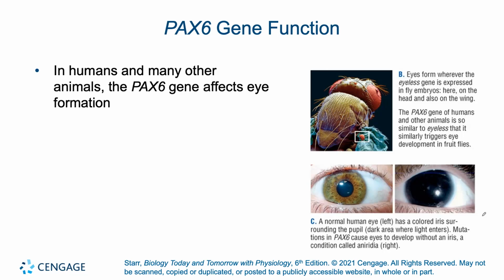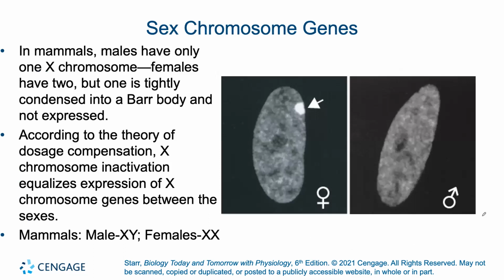Okay. In mammals, males have only one X chromosome and females have two, but one is usually condensed in what's called a Barr body and not expressed. According to the theory of dosage compensation, X chromosome inactivation equalizes the expression of X chromosome genes between the sexes, such that males always use their X in every cell in their body, and the Y, of course, only has the trait of being male. And in females, you use one or the other X. Which one you use is what's called stochastic, or random.